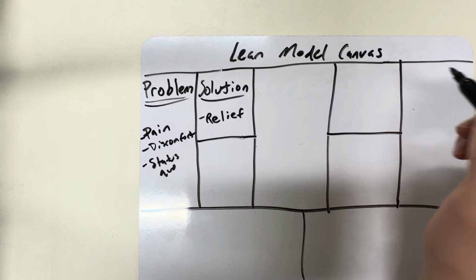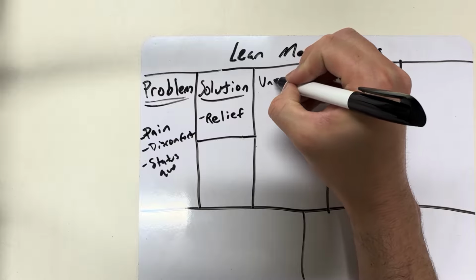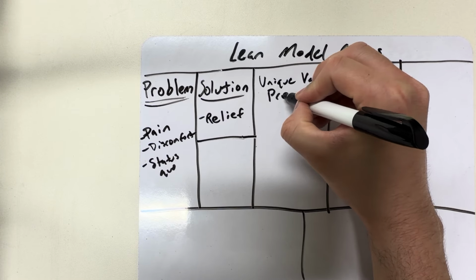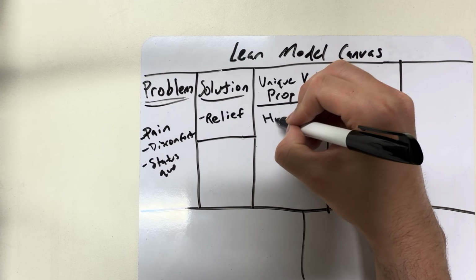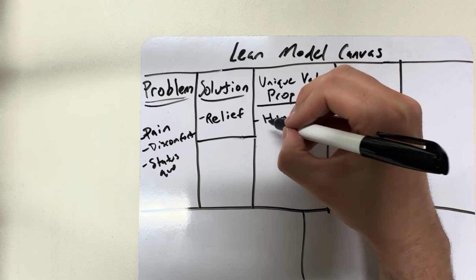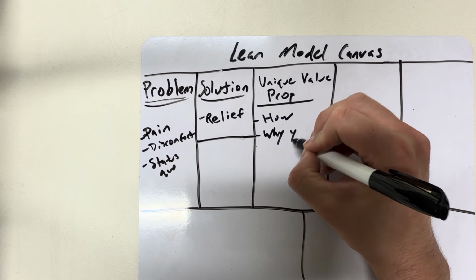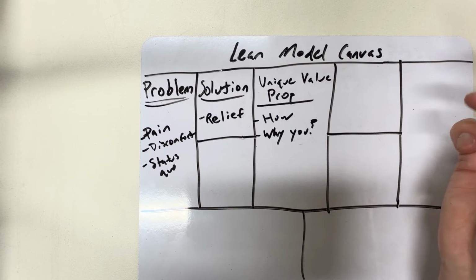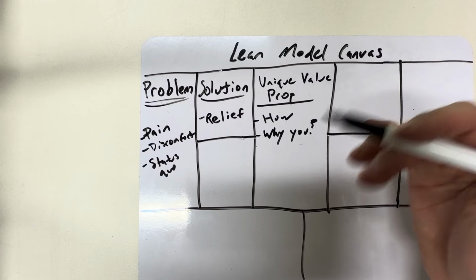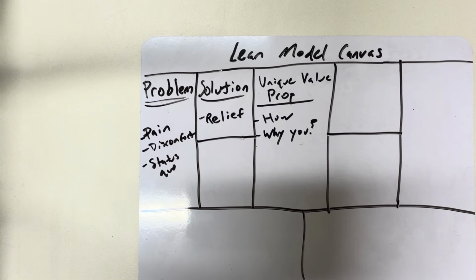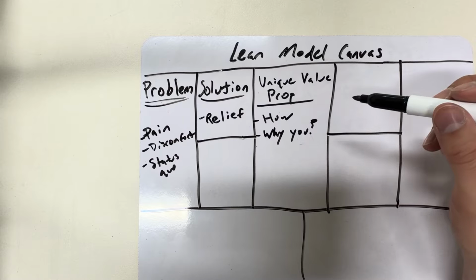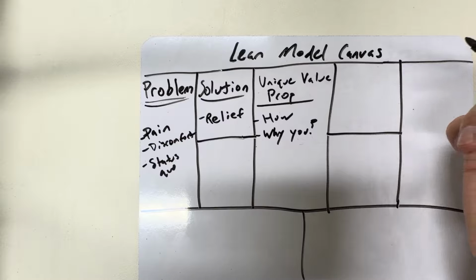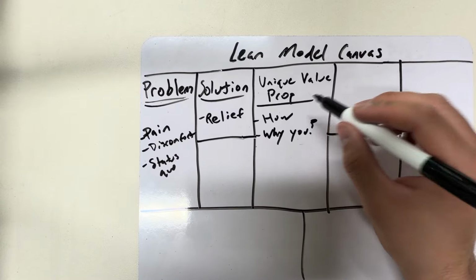Okay. So now we have the unique value prop. So, this is how you provide the relief, and also why you. Why would somebody want to work with you out of all of the businesses in your field? Why would somebody work with you out of all the plumbers that are in your area? Why would somebody eat dinner with you on a Friday night when there's so many other different places to eat dinner at? Why would they want to go to you?